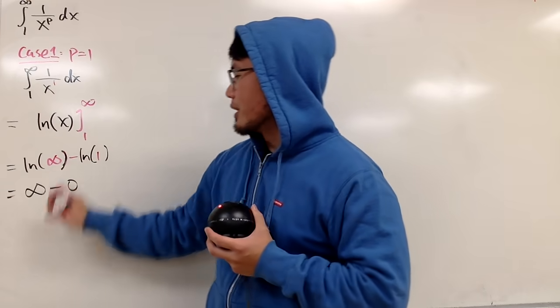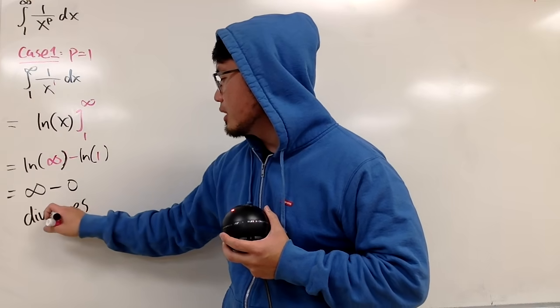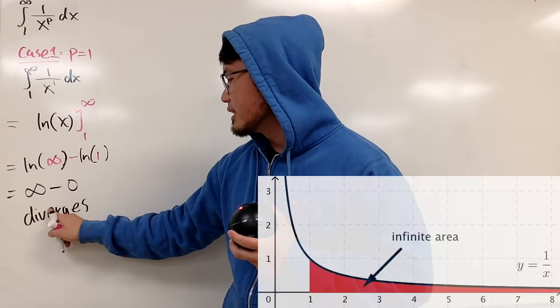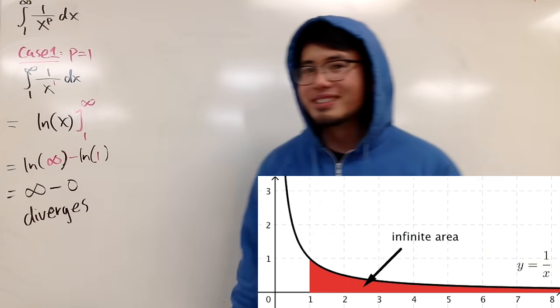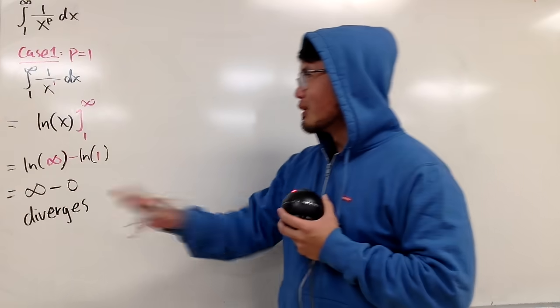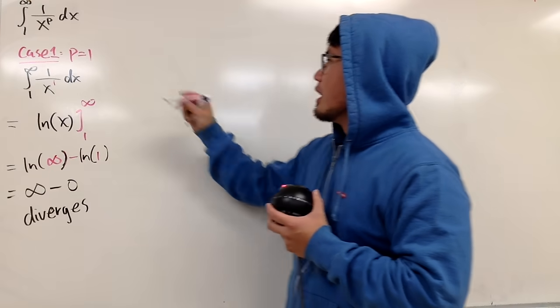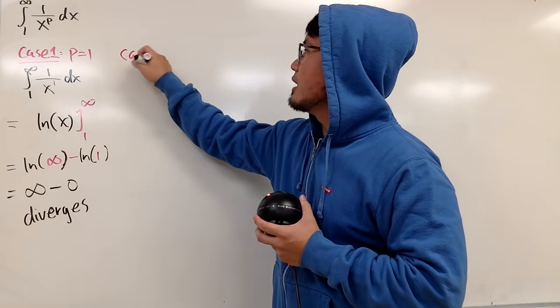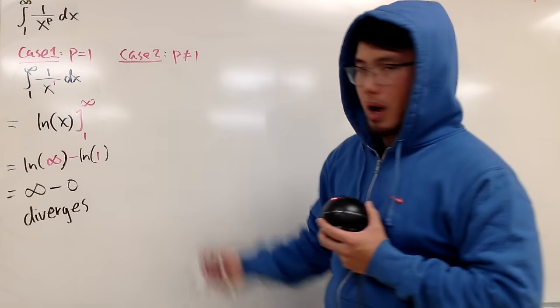In other words, this right here actually diverges because the answer to this is not finite. Remember, converges means that you have a finite sum for this integral. This right here diverges. So we get one number out of the way. Now we're going to consider the rest of the numbers together. Here is the deal. Case 2, when p is not equal to 1.